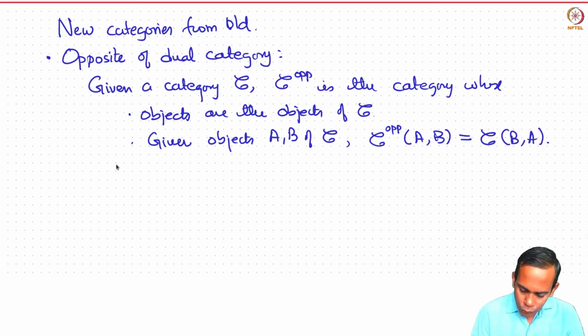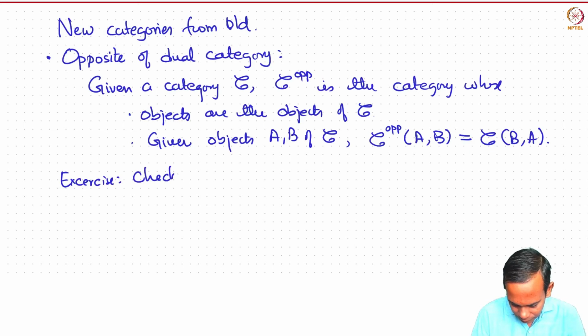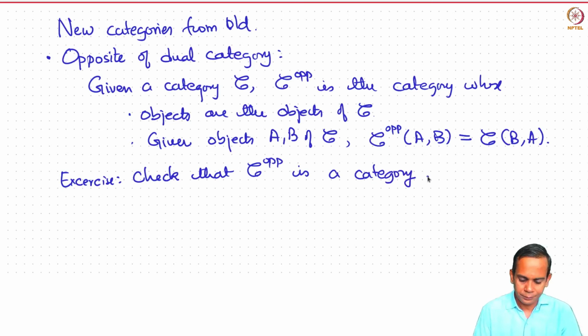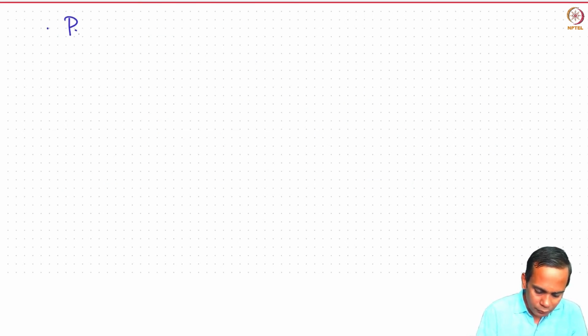And the associativity law for C turns into the associativity law for C-op. And the identity axiom also turns into the identity axiom for C-op. So I'll leave it as an exercise for you to check that C-op is also a category. Okay, the next construction of a new category from the old is the product of categories.